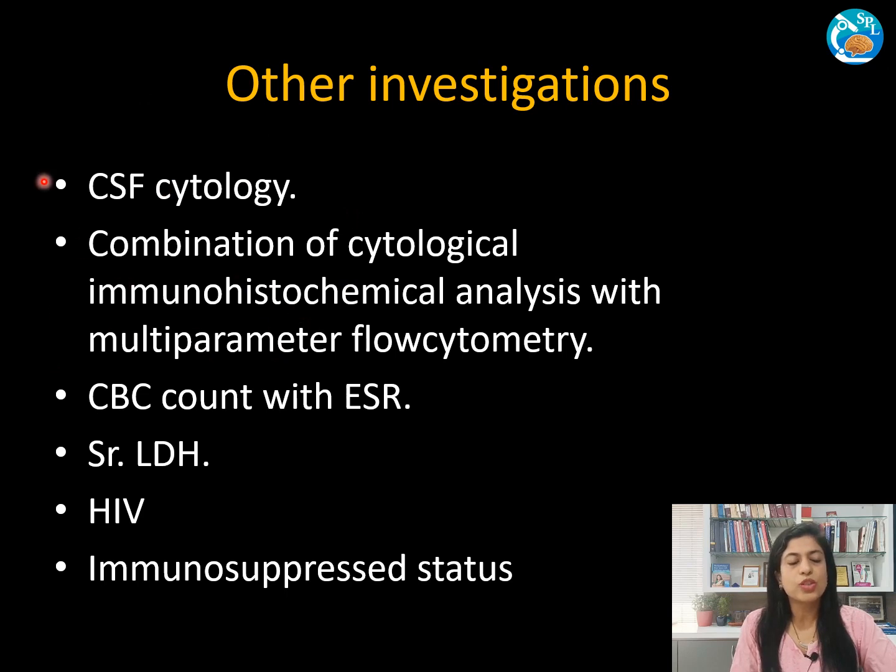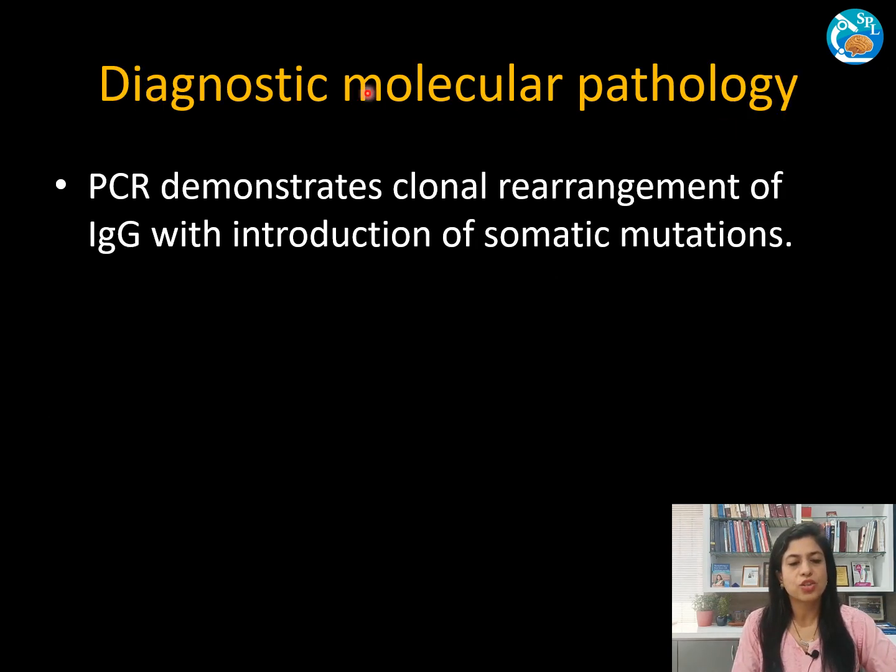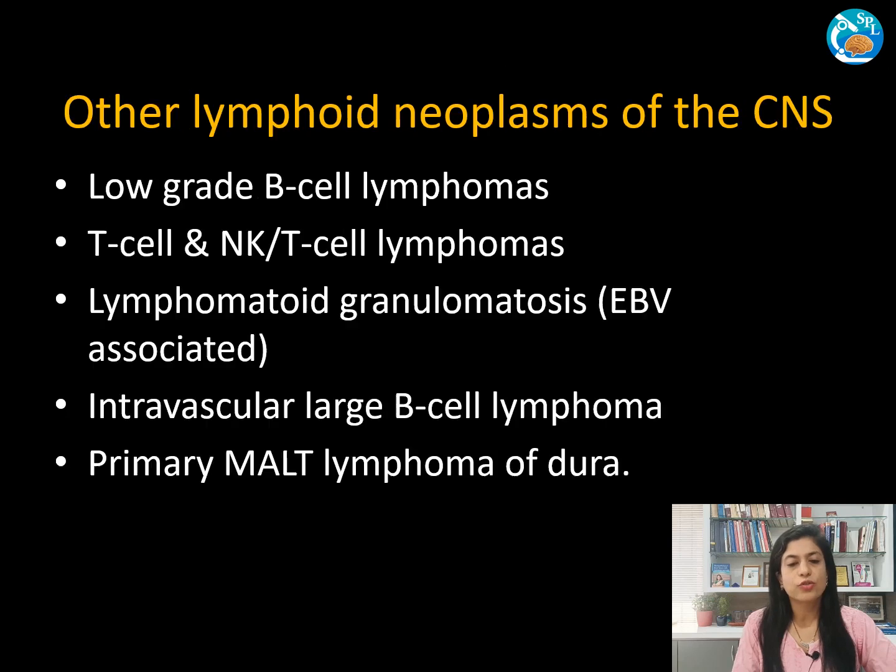Other investigations which we can do include CSF cytology, which will show raised counts, that is pleocytosis, and evidence of atypical lymphoid cells. A combination of cytological and immunohistochemical analysis with multi-parameter flow cytometry can be done, and in other routine investigations you can get CBC with ESR and serum LDH levels done. PCR demonstrates clonal rearrangement of IgG with introduction of somatic mutations.